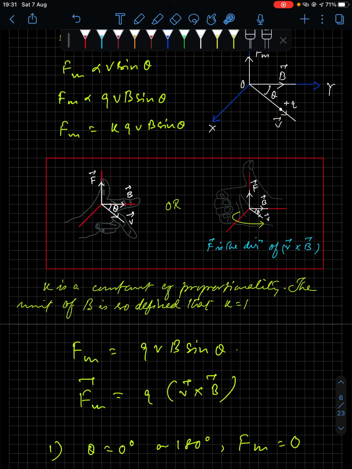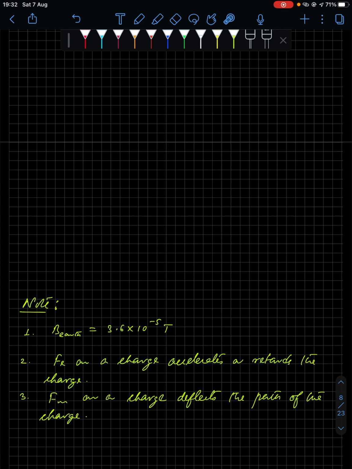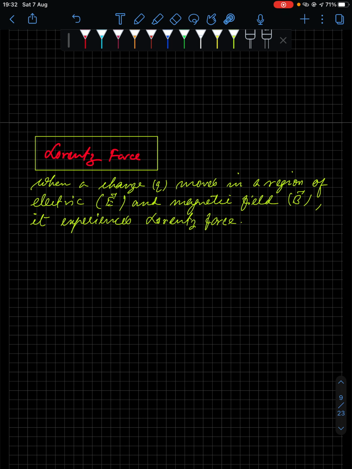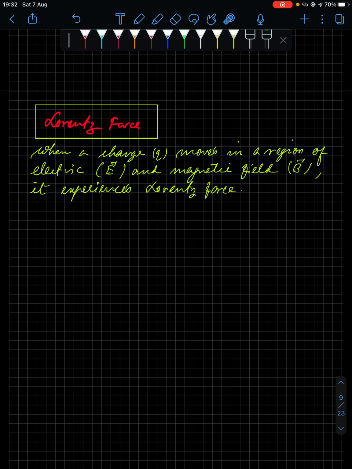Say you are allowing a neutron to pass through in this direction, right? No magnetic force will act on it. All right, so these conditions are clear, I hope. There is a note, you just read it by yourself. This should be understood. We have Lorentz force next.